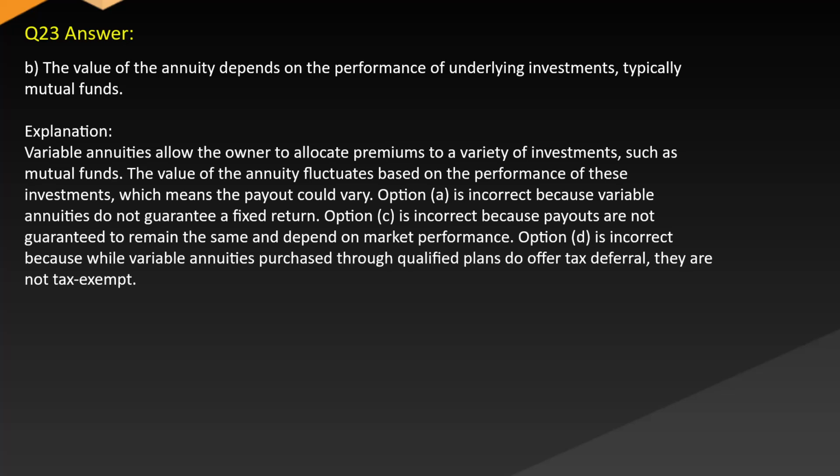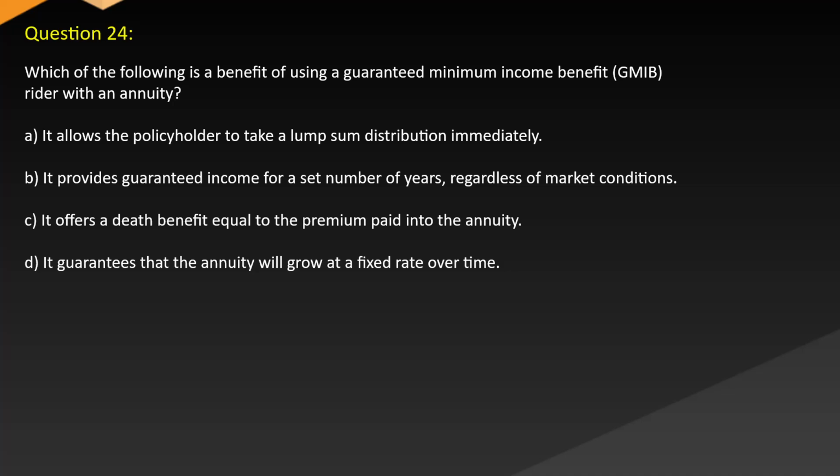Option A is incorrect because variable annuities do not guarantee a fixed return. Option C is incorrect because payouts are not guaranteed to remain the same and depend on market performance. Option D is incorrect because while variable annuities purchased through qualified plans do offer tax deferral, they are not tax exempt. Question 24. Which of the following is a benefit of using a guaranteed minimum income benefit, GMIB, rider with an annuity?